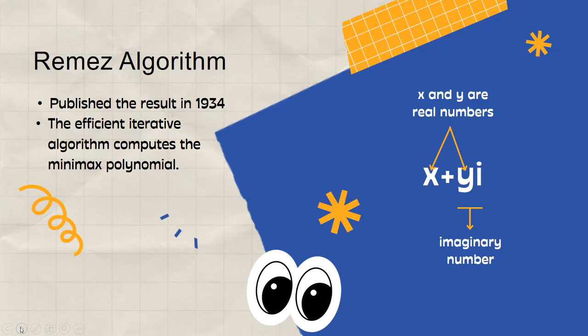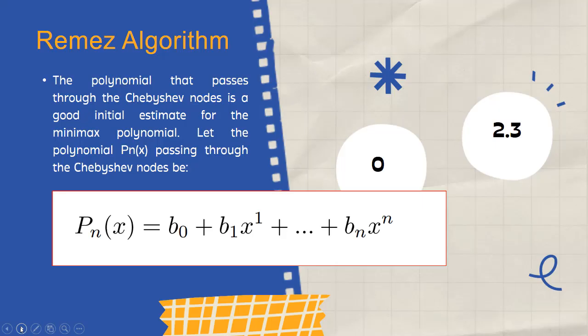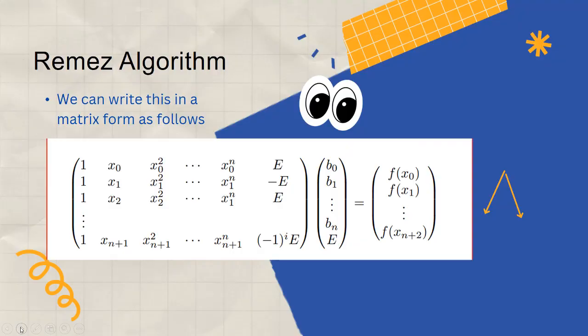This is because, as we discussed earlier, the Chebyshev nodes are not prone to the Runge phenomenon and minimize the interpolation error. Hence, the polynomial that passes through the Chebyshev nodes is a good initial estimate for the minimax polynomial. Let the polynomial Pn(x) passing through the Chebyshev nodes be the function Pn(x), where b0, b1, ..., bn are the coefficients. Now, we want to force the oscillation criteria on this polynomial.